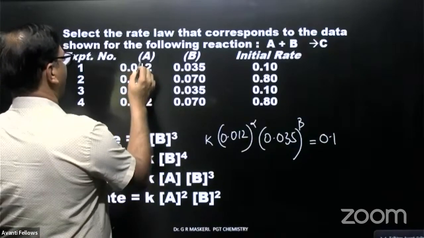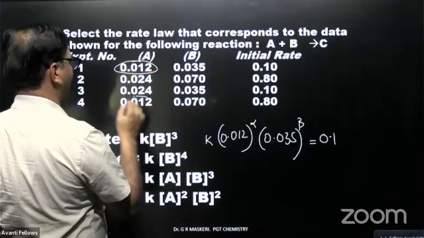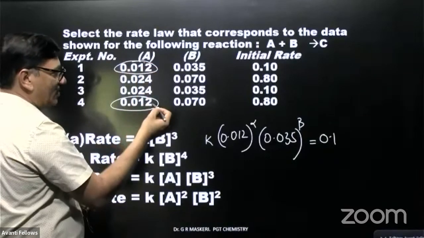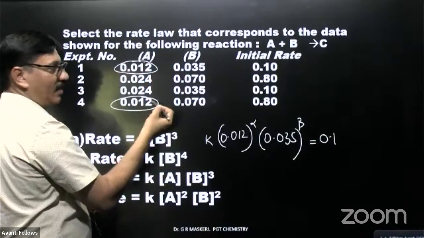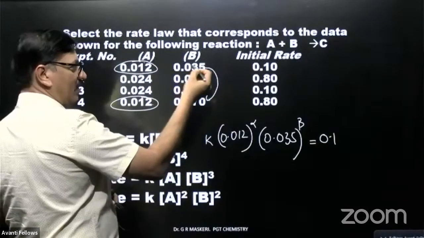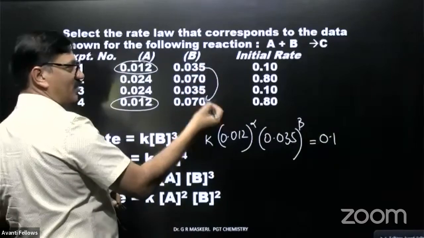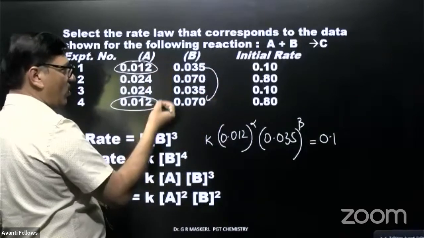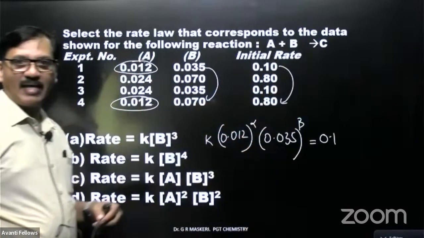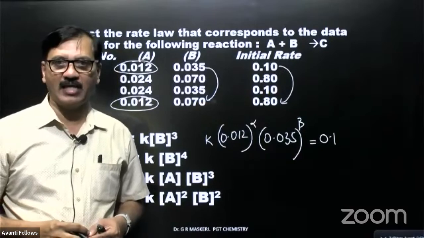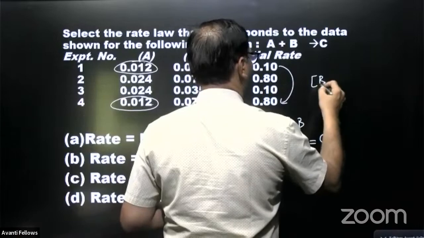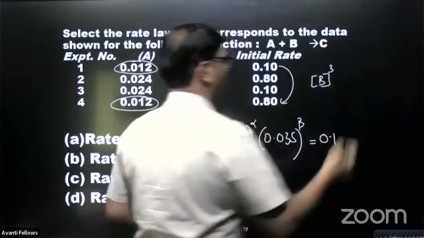Look at this. A is kept constant in experiments 1 and 4. By making A constant, if B is doubled, look at this, 0.035 to 0.070, this is doubled. Keeping A constant, if B is doubled, what happened to the rate? It has become 8 times. That means the concentration of B ranges cubically.